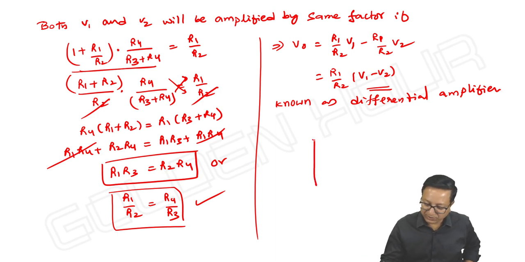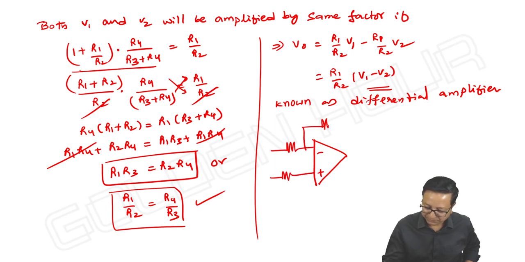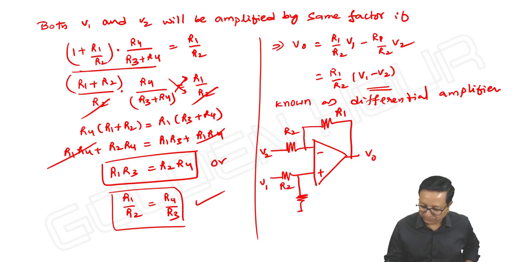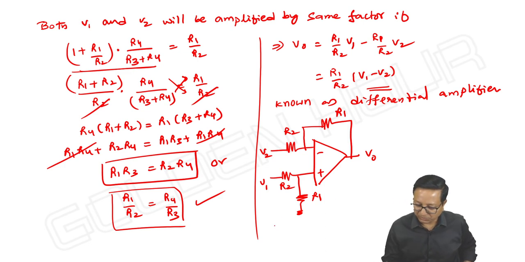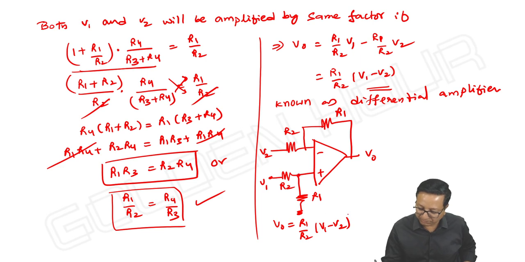So how does the circuit appear? Further modifying the circuit: R1, R2, V2, V1, R2, R1. The best way to write is like this, so that the output is equal to R1 by R2 into V1 minus V2, that is, the voltage input given to the non-inverting terminal minus the input given to the inverting terminal.